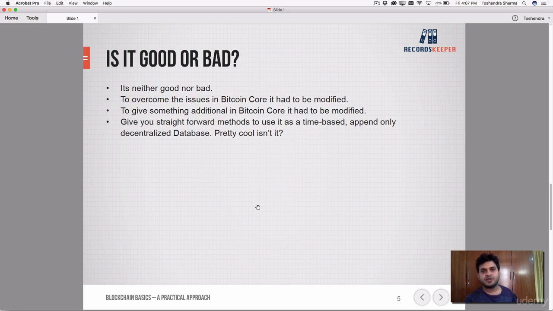So it's a good thing to build your solution on top of something which is stable, has good support, and the entire community has the backing for that. Since Bitcoin is there, you don't have to worry about it.